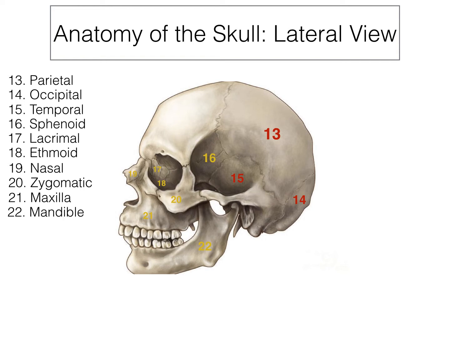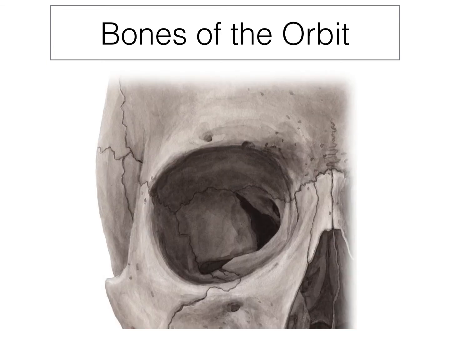Now we're going to go into the bones of the orbit and look closely at that. The orbit is made up of 6 bones that make up the eye socket area in the anterior view. These bones are the frontal bone, the sphenoid, the lacrimal, the ethmoid, the maxilla, and the zygomatic.